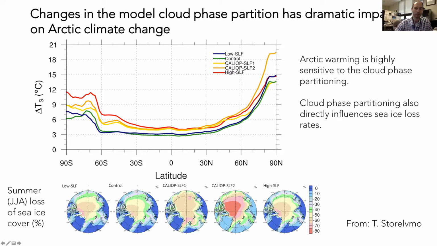Additionally, the bottom panels are showing the projected amount of summertime sea ice cover loss over the same simulation, where you can see again on the left is the lowest supercooled liquid fraction, on the right is the highest amount of supercooled liquid fraction, and then the two observationally constrained variables from Calliope actually show the largest differences in the sea ice loss, in that you have the largest sea ice loss under this second one here.